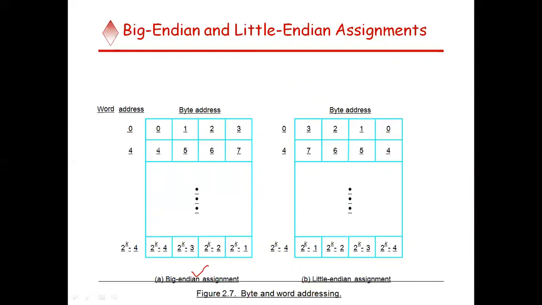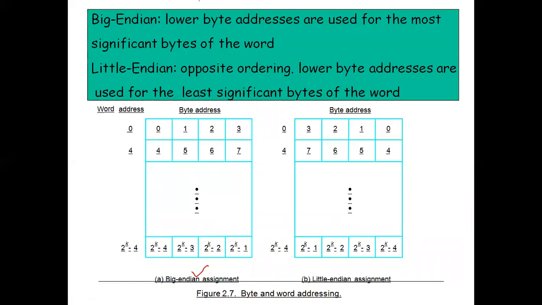Big endian assignment means, read the statement: the lower byte addresses are used for the most significant byte of the word. This is very, very important. Last semester, last year also, it was asked. Lower byte addresses are used for the most significant byte of the word. So this is the most significant, this is the MSB. So the MSB will be having the lower order byte address.